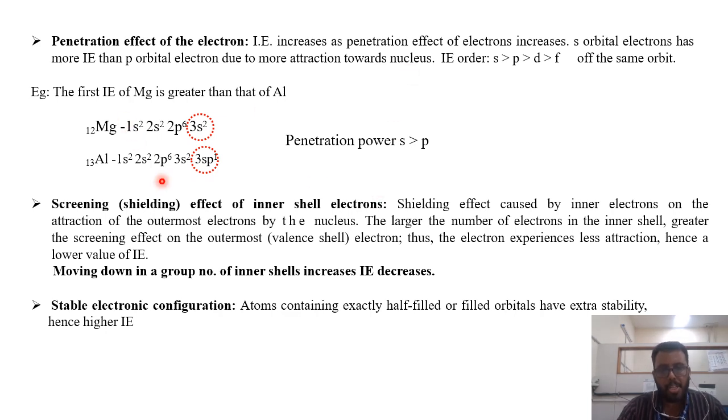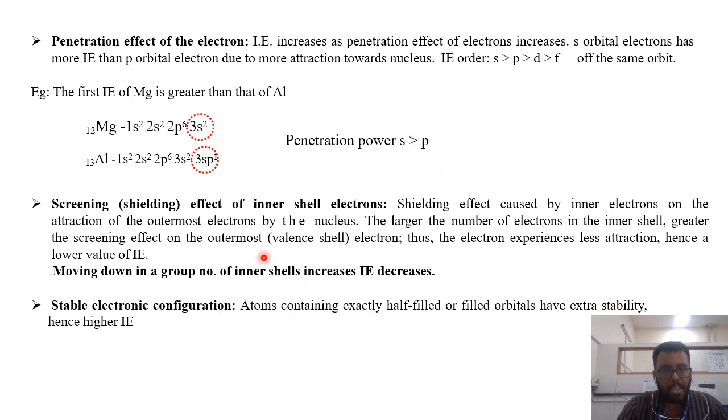The first ionization energy. So there are different types of ionization energy. When you are removing one electron, that is called first ionization energy. Then again, if you are removing one more electron, that is called second and third and so on. The first ionization energy of magnesium is greater than that of aluminum. So the reason is the penetration power of S orbital is more than P orbital.